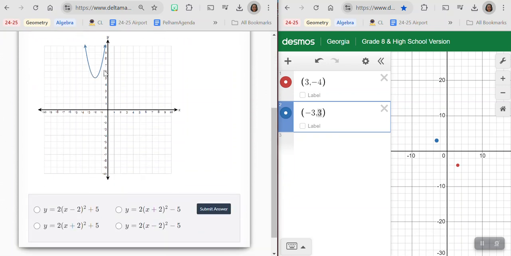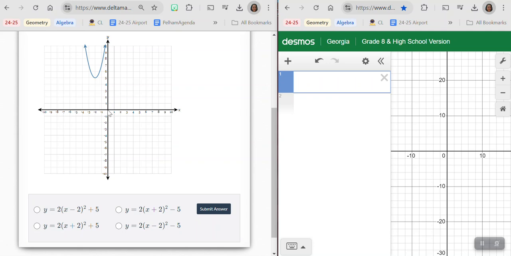Okay, this one opens up, so it should be positive. Now, when you look at all of your A values, all of them are a +2, +2, 2, and 2. Now let's look at the vertex. The vertex is the one that's going to tell the difference, okay? You start at the origin. You go over 2, so -2, and then +5. I'm going to write this down. 2, +5.